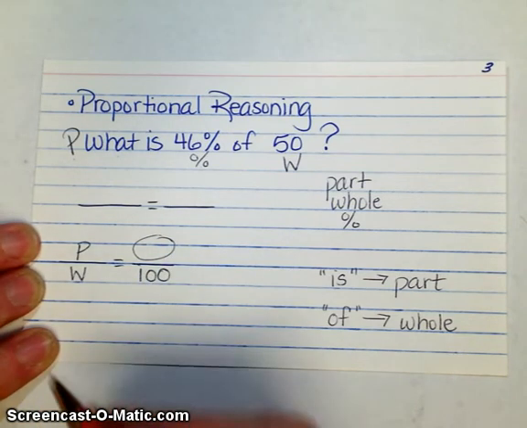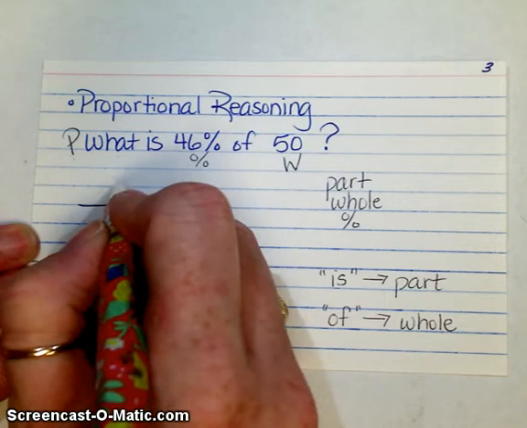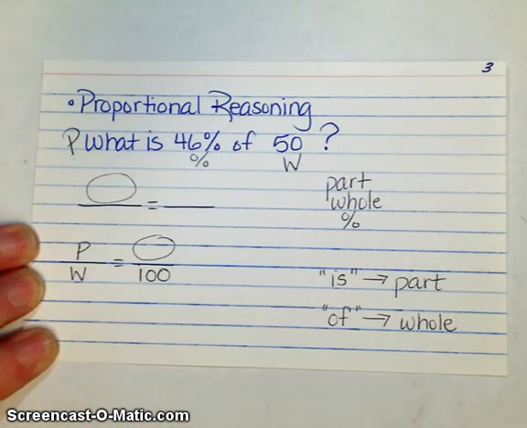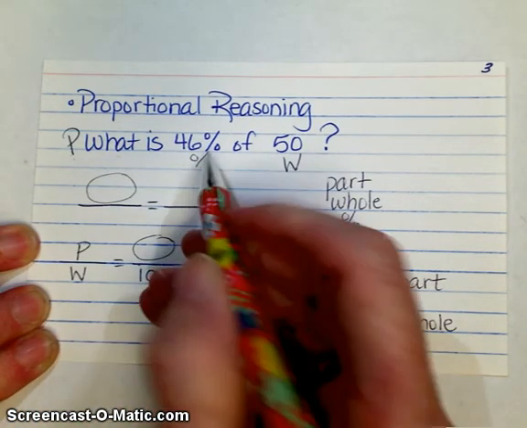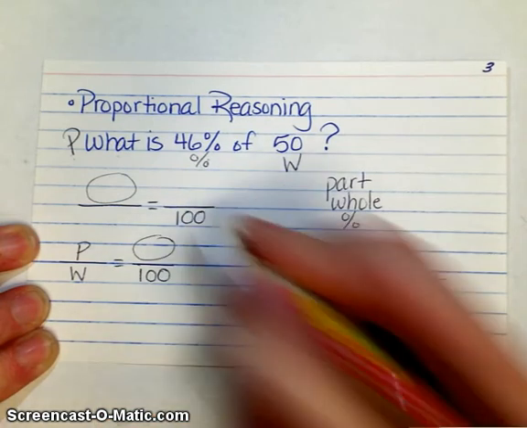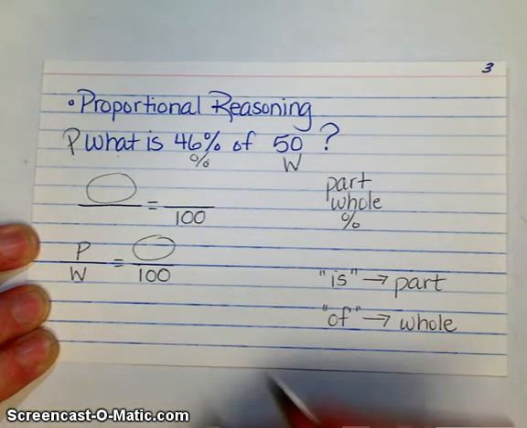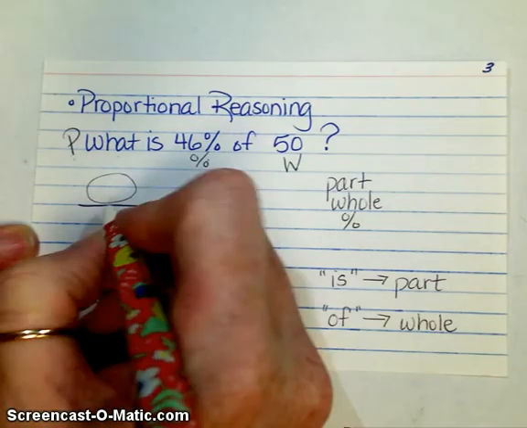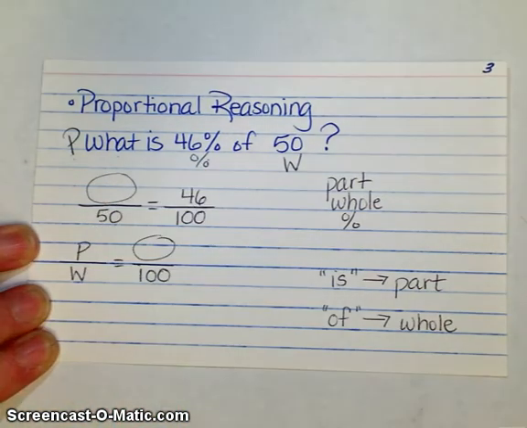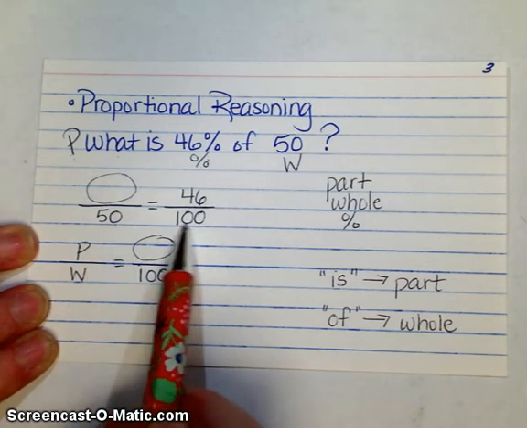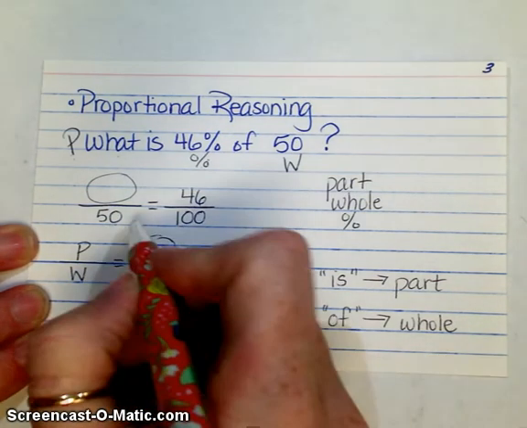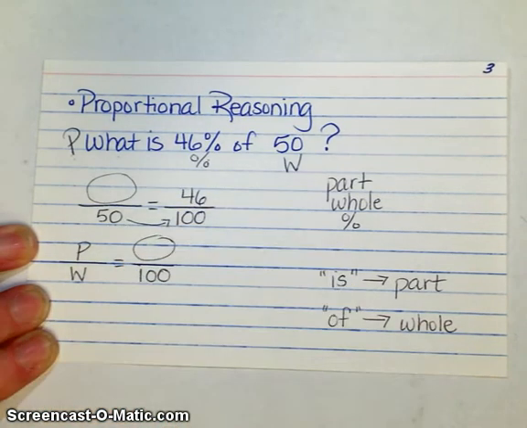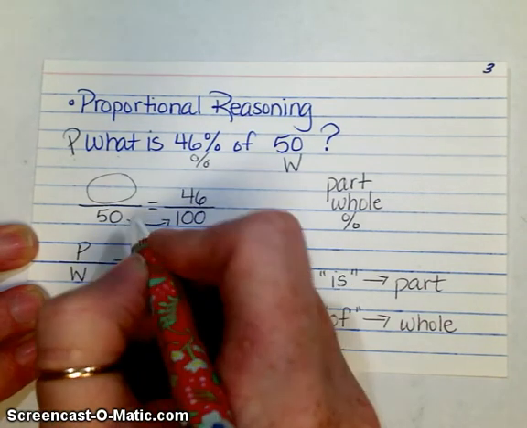Okay? So we're going to look at this. What is my part? I don't know. What is my percent? Well, I know my percents are always going to have a denominator of 100, and so 46 is going to go on top. My whole number in this problem is 50, so I'm going to put 50 on bottom. Now I solve this exactly like equivalent fractions, where I say, what do I do to 50 to make it become 100? I multiply it times 2.